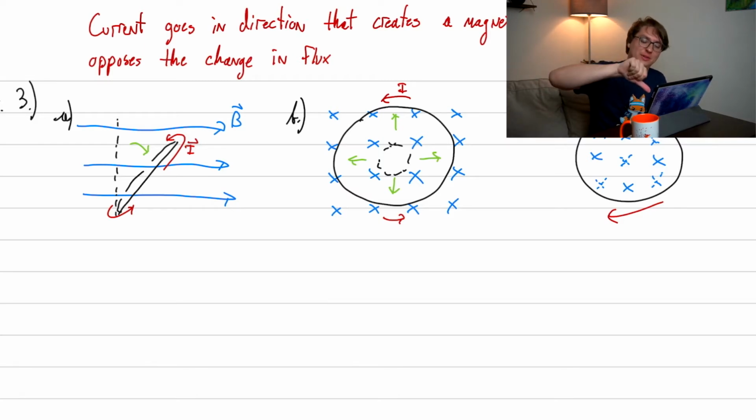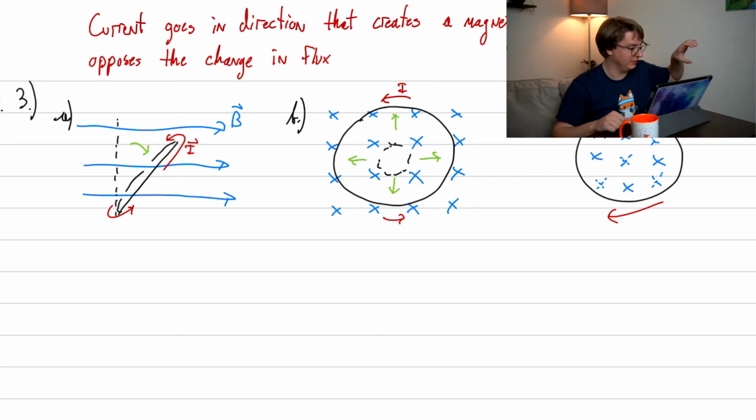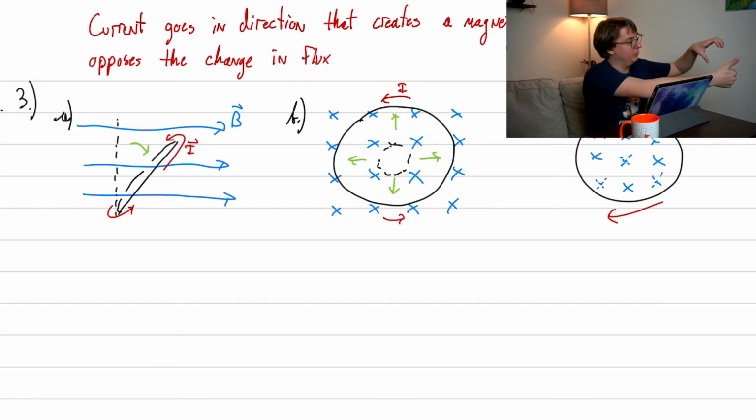You point your thumb in the direction of the current, wrap your hands around, and that gives you the direction of the magnetic field. So I have a loop like this, and we can test whether we go clockwise or counterclockwise. Say I was trying to guess counterclockwise. I wrap my hands around, and really we're talking about the direction that it's going to create a magnetic field in the center of the loop.